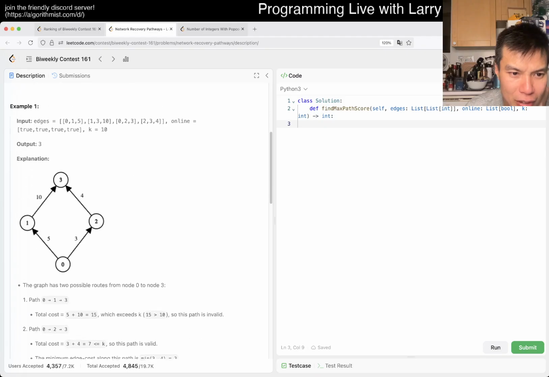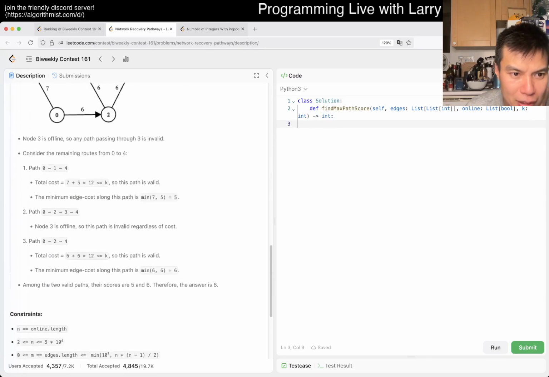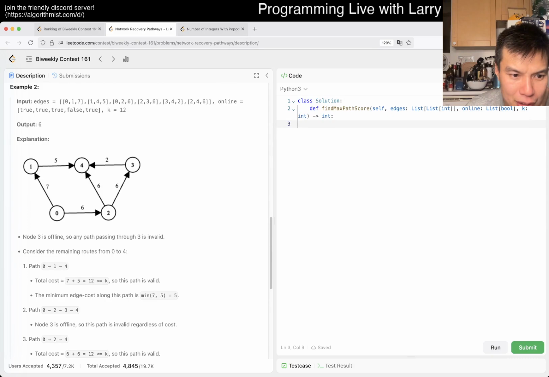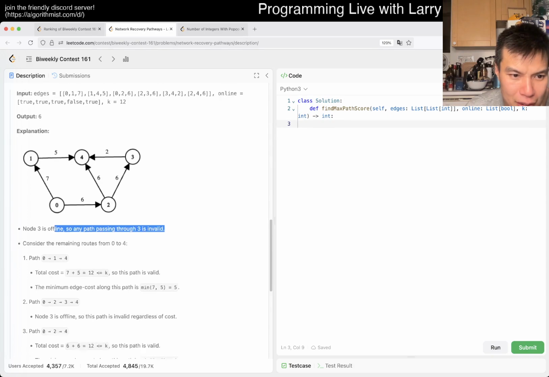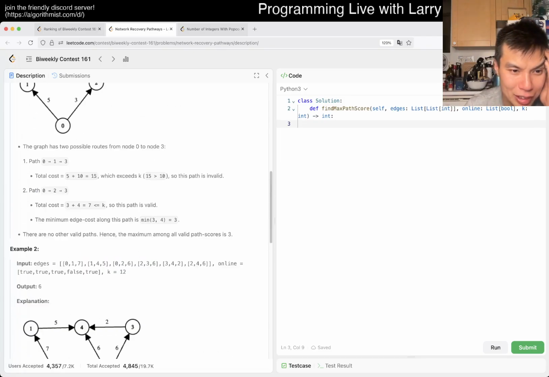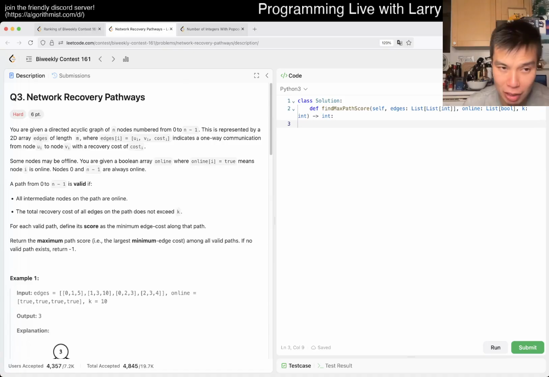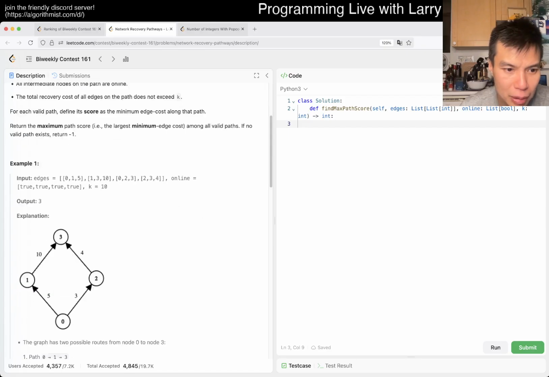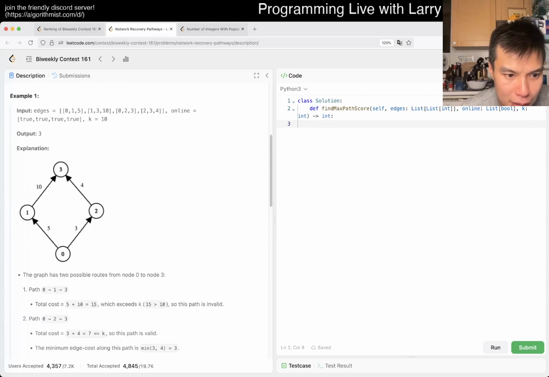If that's the case, then why do we care about offline nodes? So yeah, why do we care about offline nodes? This is so confusing. I thought recovery means like turn it on. It's just like totally useless information, which is kind of really weird. But okay, fine. Let's see.